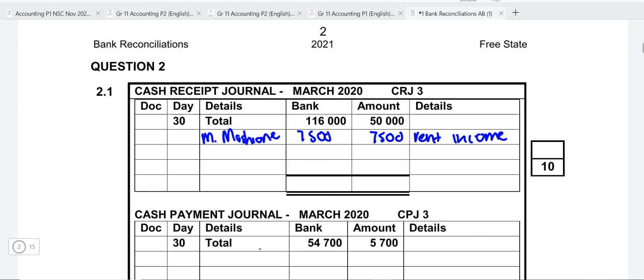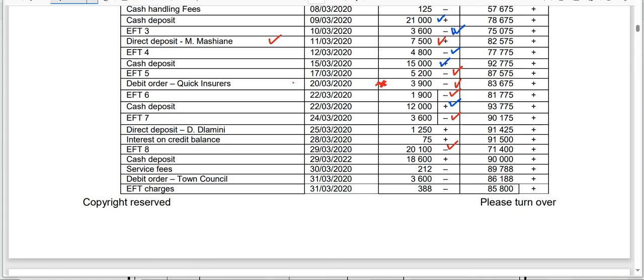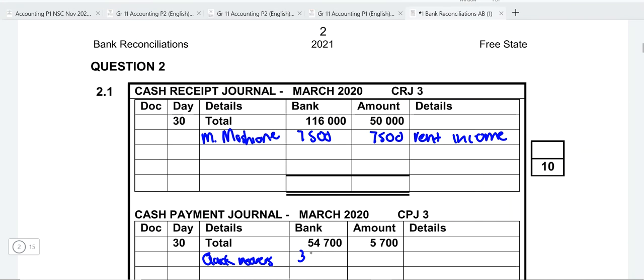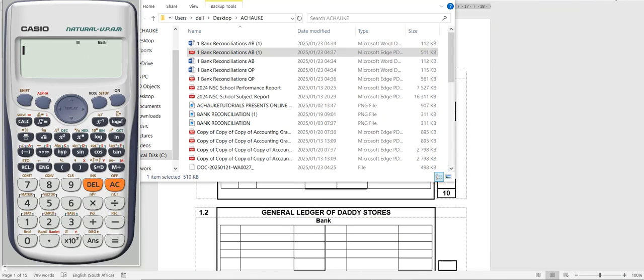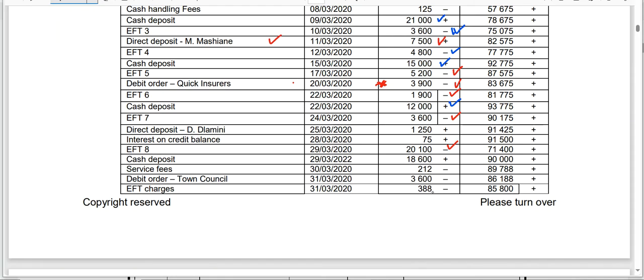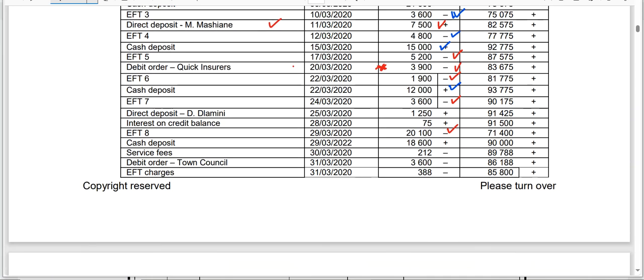So we are going to go to our CPJ and say Quick Insurance, and then how much are we paying? We are paying 3.9. So that 3.9 will come here, and remember, this 3.9 is for insurance. Very important for you guys to make sure that you know the contra accounts of these transactions. Okay, so now let's check what else we are supposed to record.